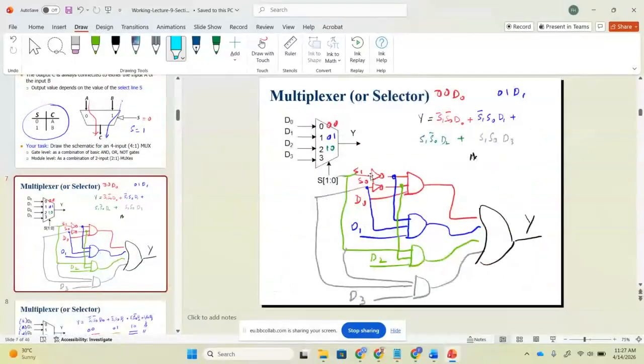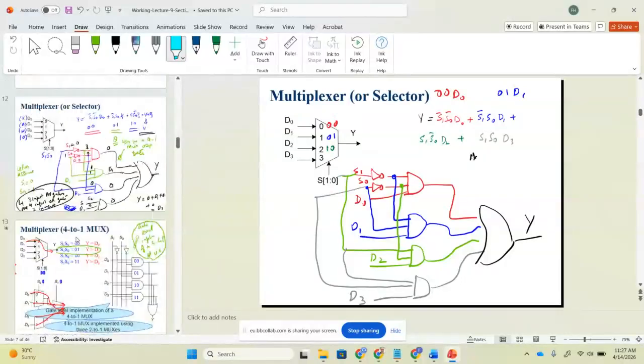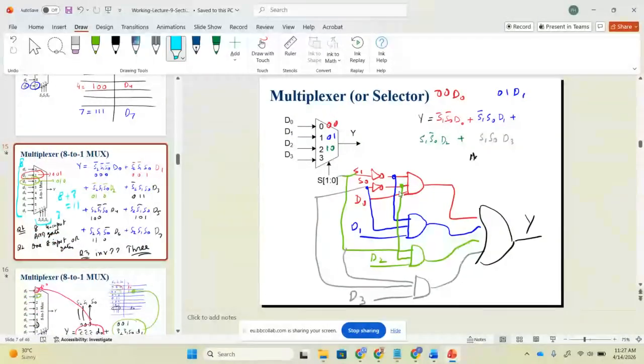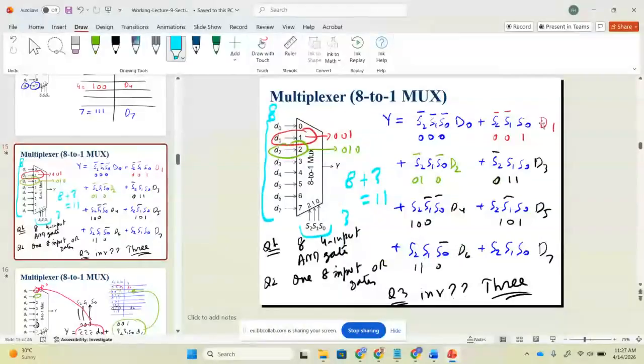Now, if you look at here, this is the gate level implementation of a 4-to-1 multiplexer. And here, this is not the gate level implementation. This is actually the Boolean expression of an 8-to-1 multiplexer. You can draw the gate level diagram. I'm not doing it because I don't have time to draw it, but it is your homework. You can draw the gate level diagram of an 8-to-1 multiplexer. Okay, so these are the different diagrams.